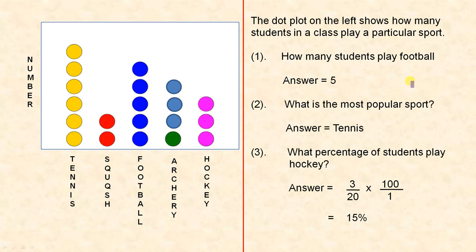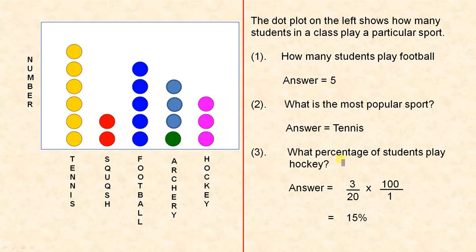So we can answer very basic questions. How many students play football? So all you do is you go to the football column, count the dots, and the answer is 5. What is the most popular sport? That's the one with the most number of dots, and that is tennis because 6 students play tennis.